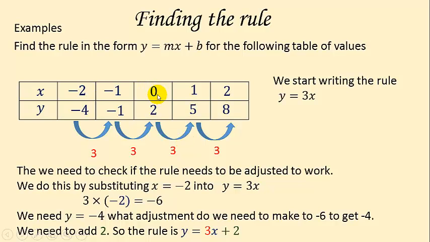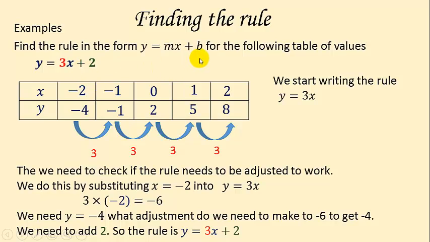Going to x equals 0. 3 times 0 is 0, plus 2 is 2. Good, that one works again. When x is 1, 3 times 1 is 3, plus 2 is 5. Good. When x equals 2, 3 times 2 is 6, plus 2 is 8. Good. So the rule for that table of values is y equals 3x plus 2.